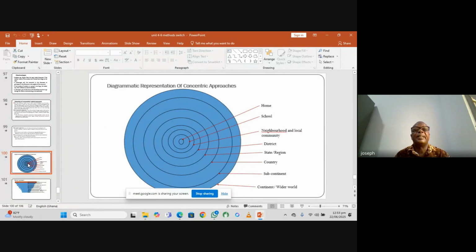So this is a diagram for the concentric approach. We said start from the home, the small environment of the child. Then as you move on, the environment will be expanding, giving different examples which are far from the child's home. But based on the home knowledge that the child acquired, if you are giving examples that are far from him or her, he will still understand.